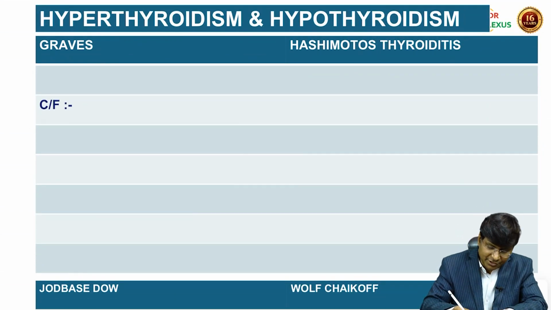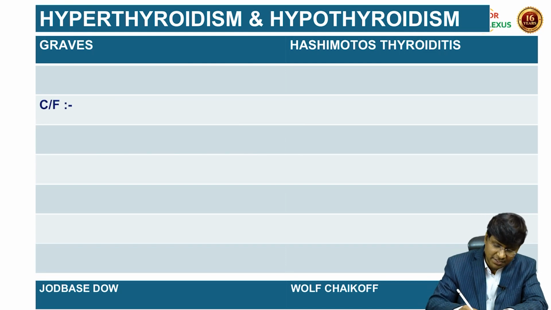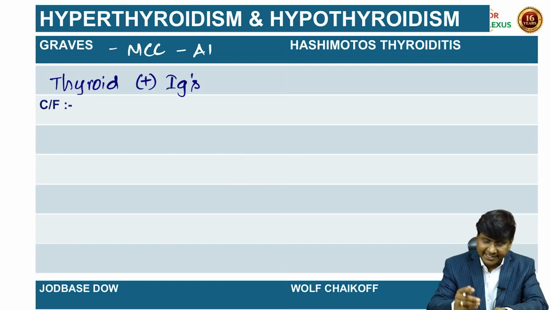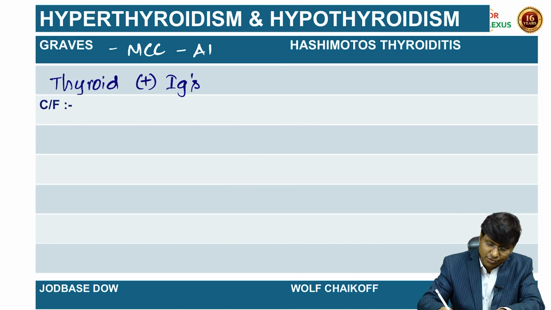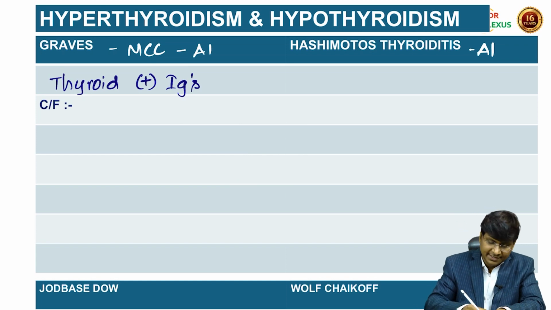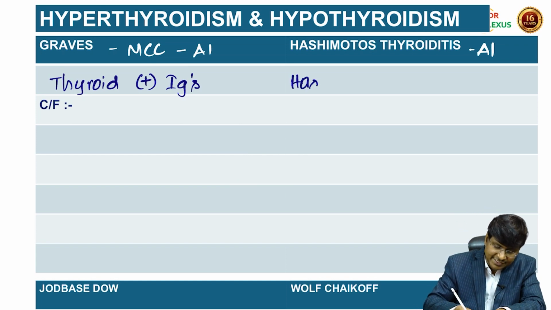Then if you take some of the points of difference between hyper and hypothyroidism, the most common cause of hyperthyroidism will be Graves' disease, and this is also an autoimmune disease, and the antibodies are thyroid stimulating immunoglobulins. And Hashimoto's is also an autoimmune disorder where you have lymphocytic infiltration of the gland. And in the case of Hashimoto's, initially they will have what is called hashitoxicosis.